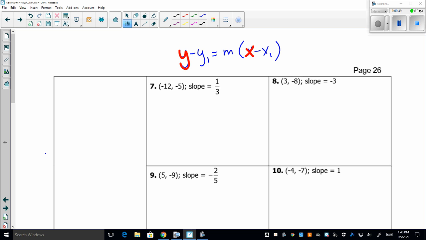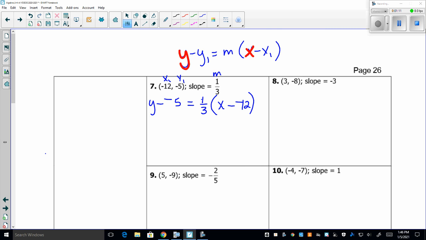So let's use some substitution. This is x1, y1, and this is a slope of m. So we have y minus negative 5 equals 1/3 times the quantity x minus negative 2.